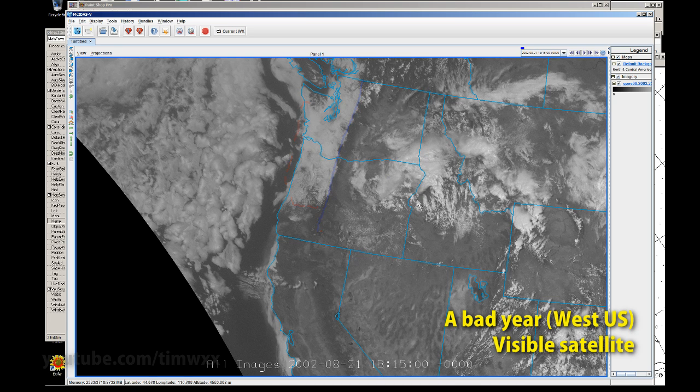Here's another example of a bad day. This was 2002, August 21st, and you can see lots of stratus and fog there, but it's pretty much confined by the Cascades. So basically, if you head into the deserts, things look pretty good. So if there's bad weather in the Willamette Valley or Portland, heading east will probably be a good option.